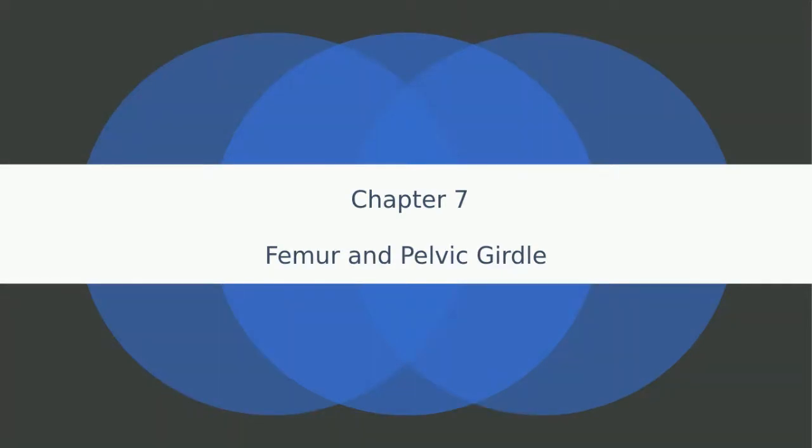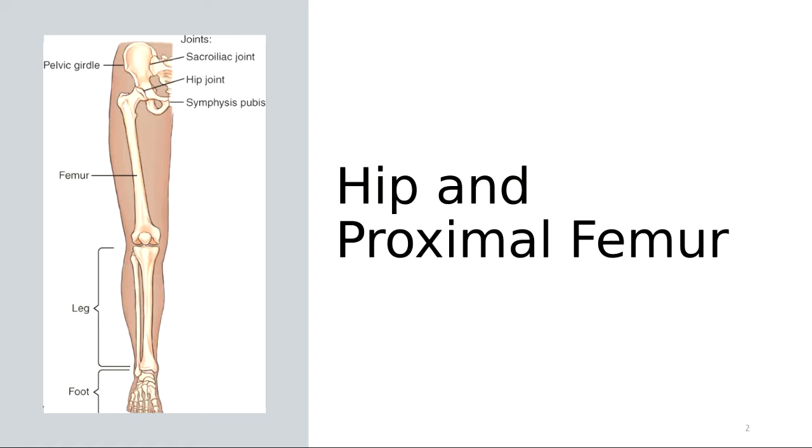All right, so chapter 7, if we start off looking at the hip and the proximal femur, because we've just covered so far the foot, the ankle, the calcaneus, the tib fib, the knee, and now we're looking at another long bone, which is the femur. We'll also look at hip and pelvis in this chapter.